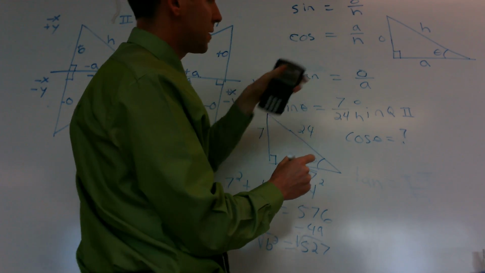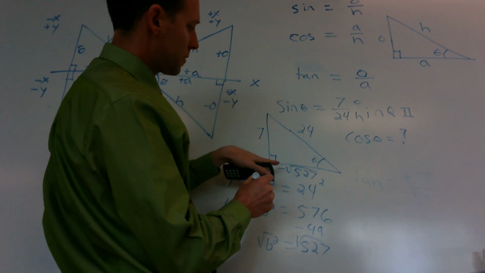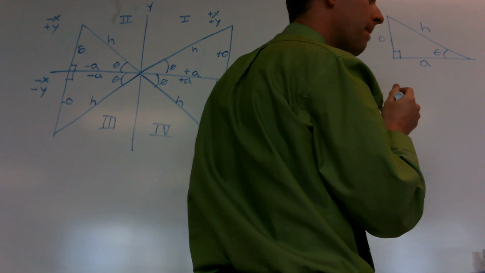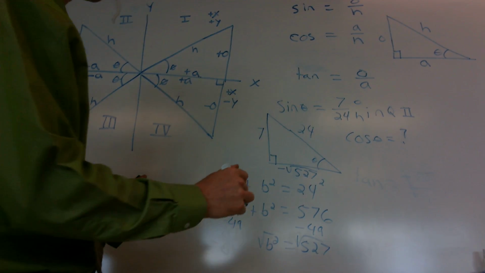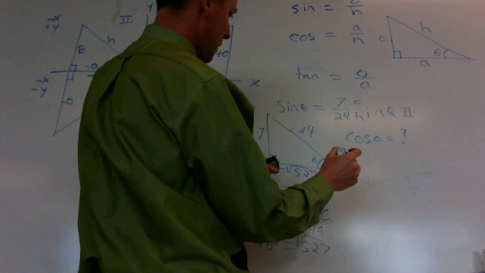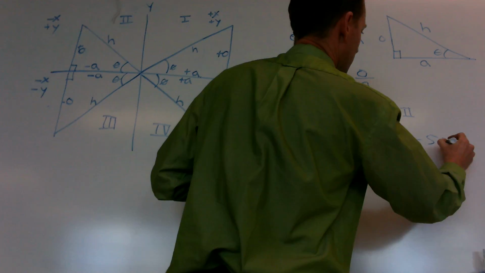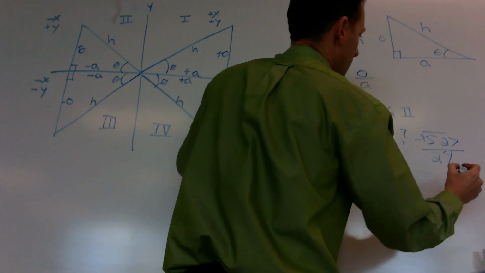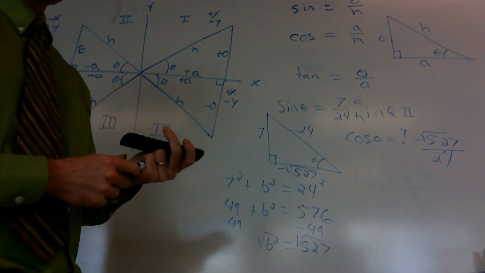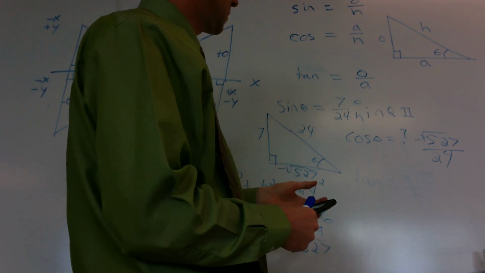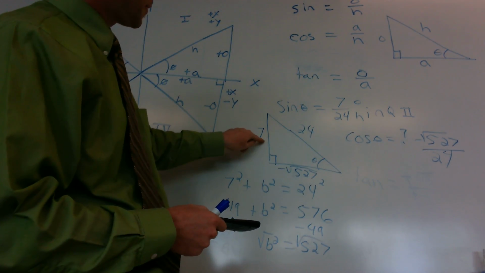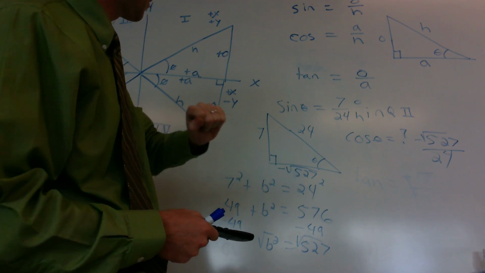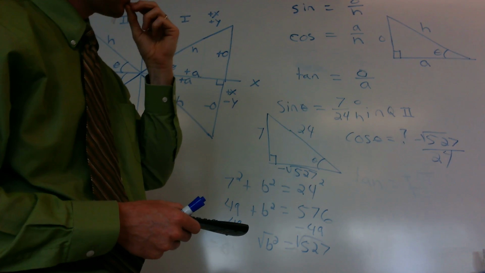So now we can finish it off. Cosine is adjacent over hypotenuse. So here's our adjacent over our hypotenuse. It's going to be negative square root of 527 over the hypotenuse, which is 24. Then you could go ahead and do tangent. Tangent would be opposite over adjacent: 7 over negative square root of 527, and that'll be the tangent.